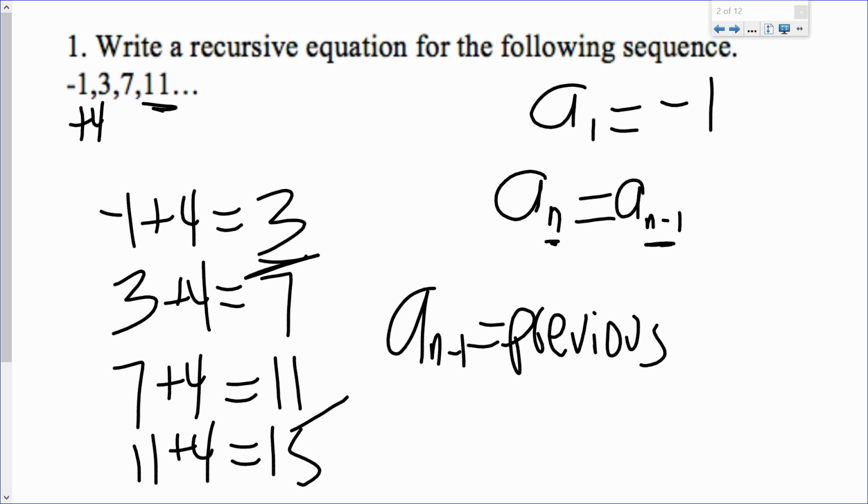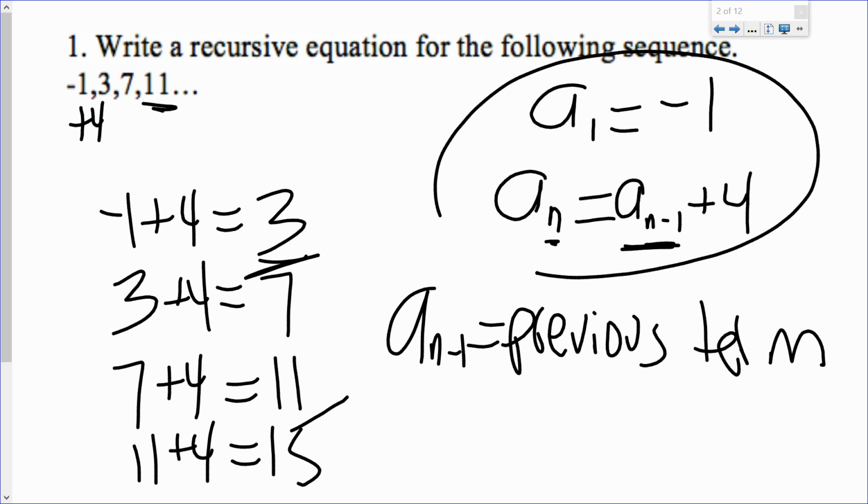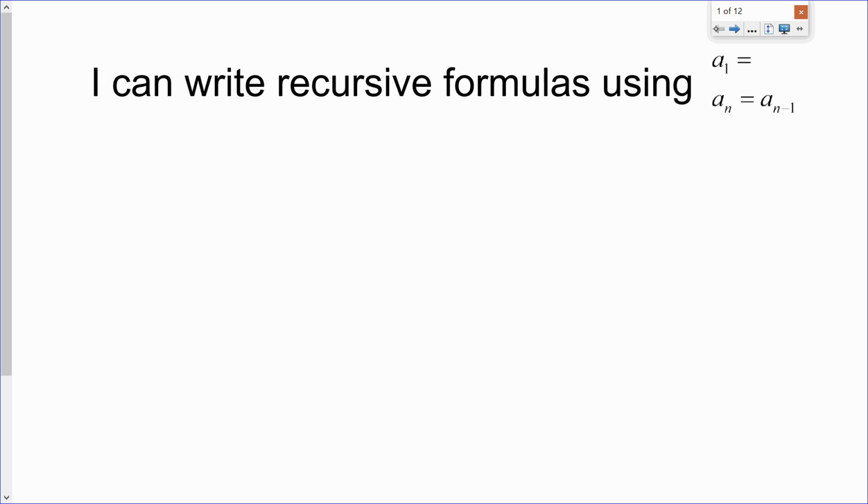So what am I doing here? I'm taking the previous term and I'm adding 4 to it, and that is it. For a recursive formula, I start by writing a1 equals, an equals an minus 1. An minus 1 means the previous term, and then you're just saying what you're doing to the previous term. I'm adding 4 to the previous term. That's it. That's my formula. So to write a recursive formula, we're always starting with this: a1 equals, an equals an minus 1.